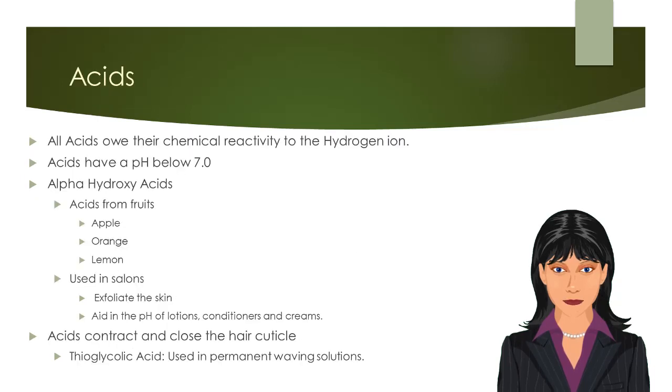All acids owe their chemical reactivity to the hydrogen ion. Acids have a pH below 7. Alpha-hydroxy acids are acids derived from fruits such as apples, oranges, and lemons. Alpha-hydroxy acids are used in salons to exfoliate the skin and to aid in adjusting the pH of lotions, conditioners, and creams. Acids contract and close the hair's cuticle layer. One such acid commonly used in the salon is thioglycolic acid, or the acid used in permanent waving solutions.